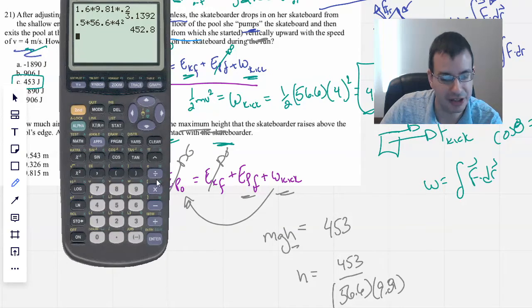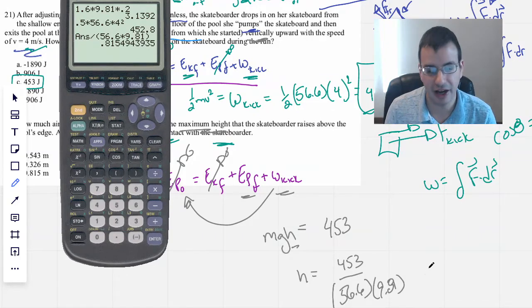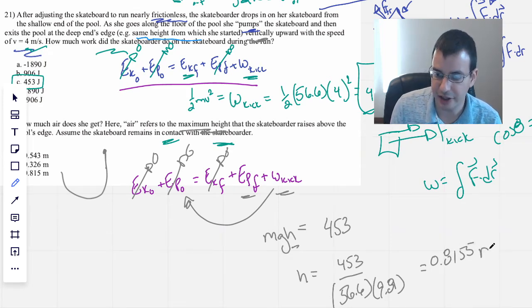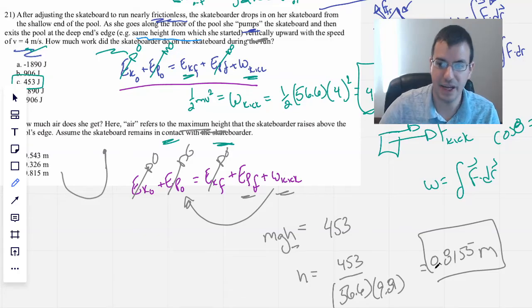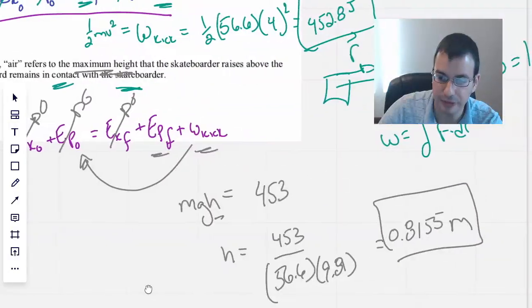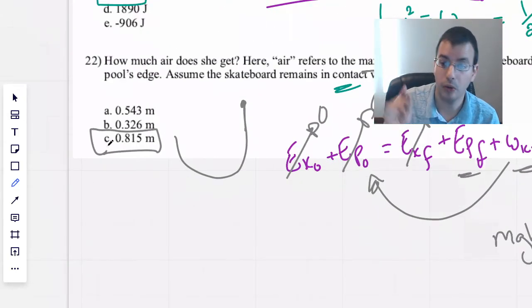So we'll already have the answer up there, divided by the quantity 56.6 times 9.81. And 9.8 would probably work. Click, and we get 0.8155, and that'll be measured in meters. Okay? Looking back at this, 0.815. So this would be the answer right there.